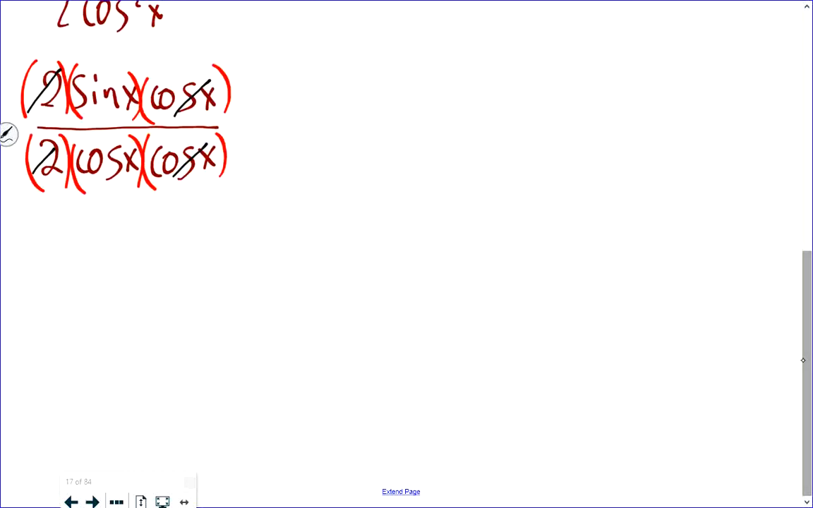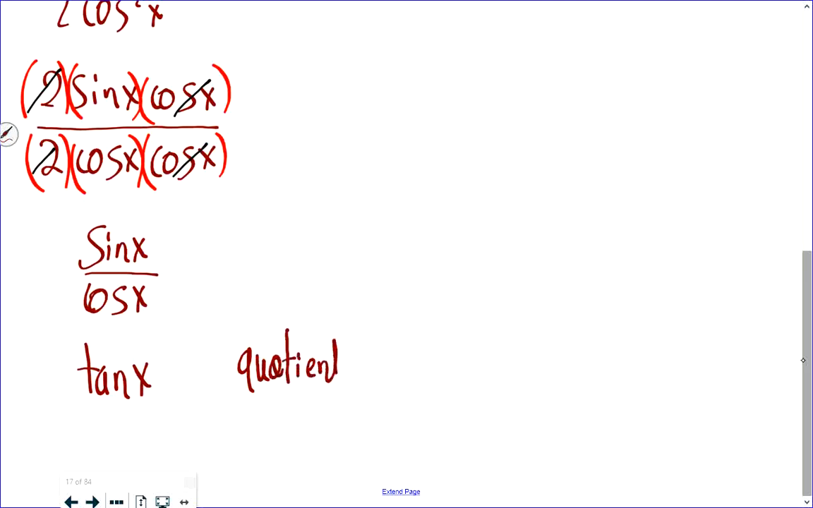And I would, if I were you, just write what you have left here, and then go tan x. What's your reason? You used a quotient identity. And you can write left side equals right side because it does. On the left side we got tan x, on the right side we got tan x.